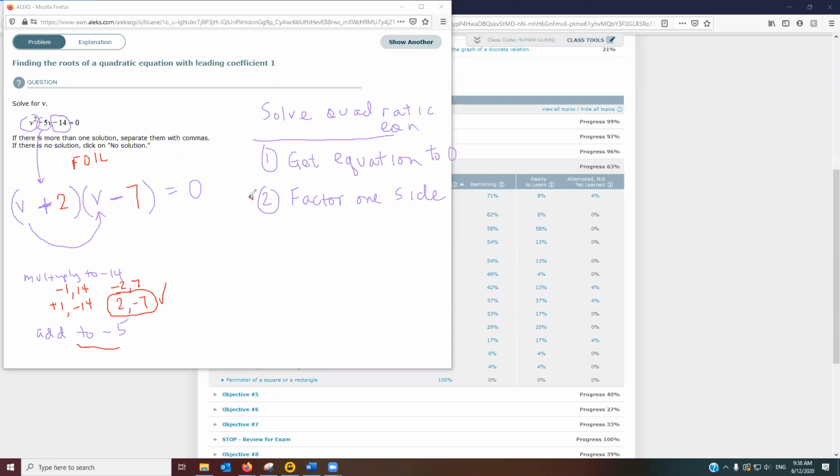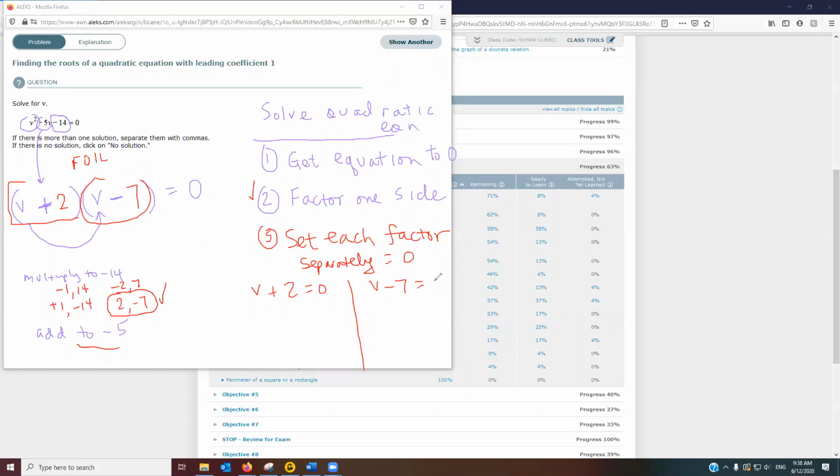All right, so we just did step 2. Step 3 now is set each factor, that really means set each parenthesis separately equal to 0. So I'm going to take this first parenthesis, v plus 2, and set it equal to 0. And then I'm going to create a new equation and take the second parenthesis, v minus 7, and set that equal to 0. When I solve these two equations, I'll subtract 2 from both sides for this one.